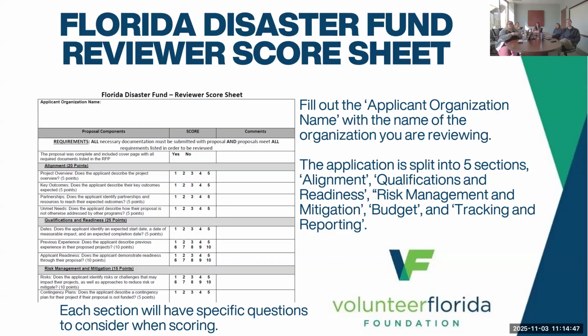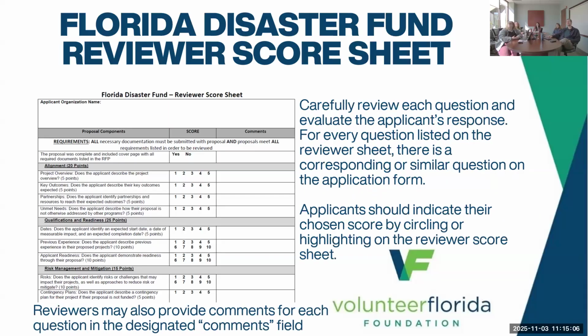So in total, the alignment section is worth 20 points, but as you can tell, there are 4 questions valued at 5 points each, which help get to that 20-point maximum. So you can award anywhere between 1 to 5 points, depending on how they answer the question.